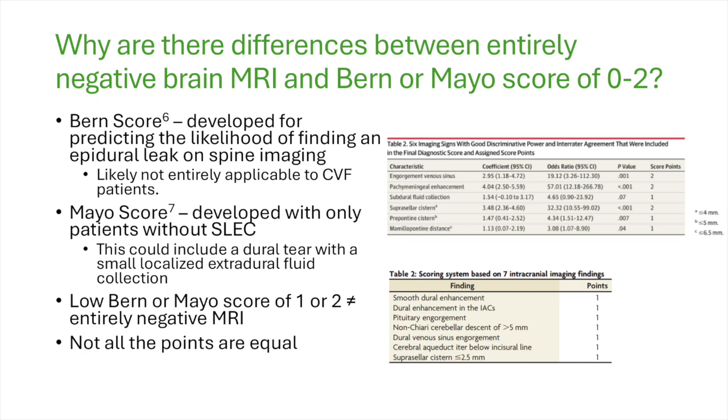And then the other question we had was, why are there differences between entirely negative brain MRIs and Bern or Mayo scores of 0 to 2? Well, first, the Bern score was actually developed to predict the likelihood of finding an epidural leak on spine imaging, so not likely entirely applicable to CSF venous fistula patients who don't usually have those SLECs. The Mayo score was developed with only patients without SLECs, but they also could include a dural tear with a small localized extradural fluid collection. But I think the major difference is the fact that having a low Bern or Mayo score of 1 or 2 is not equivalent to an entirely negative MRI. And not all the points in these scales are equal.